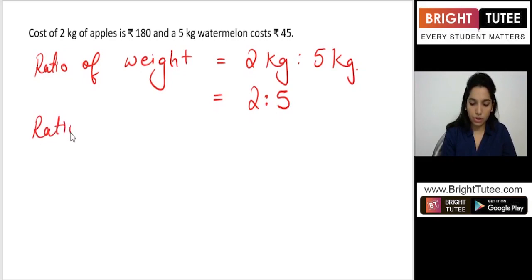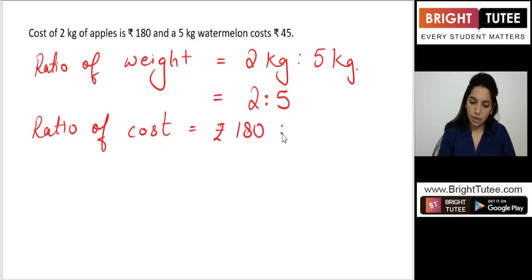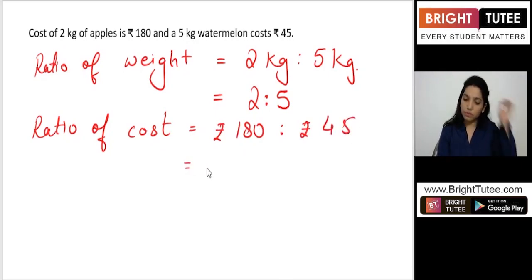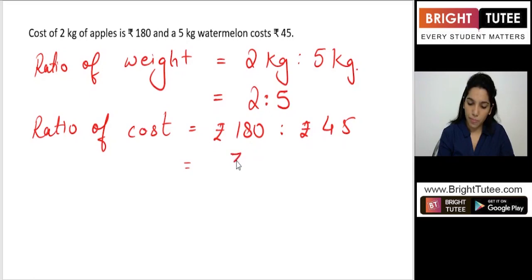Now let us find the ratio of their cost. It is rupees 180 is to rupees 45. If we simplify this further, both these numbers are divisible by 5. So let us first divide by 5. This will come out to be 36 and this will come out to be 9. Both these numbers are divisible by 9. So let us further simplify it. 9 times 4 is 36 and 9 times 1 is 9.